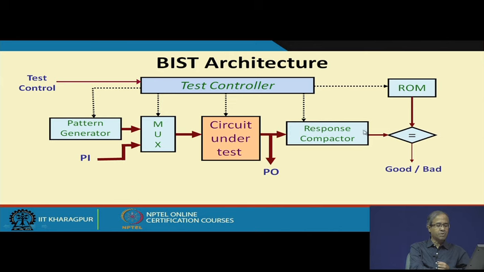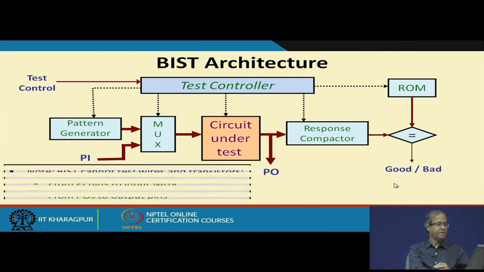So, you need something called a response compactor, we shall come to this, that will reduce the volume of the test data to a relatively small volume, and you can use a small ROM to store the correct response for that small volume after compaction. After compaction, you compare the compacted response with the corresponding golden value that is stored in the ROM. If they match, you say that your test has passed, it is good. If it fails, you say it is bad.